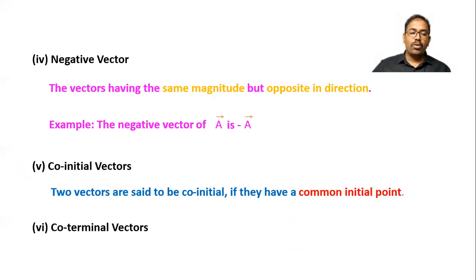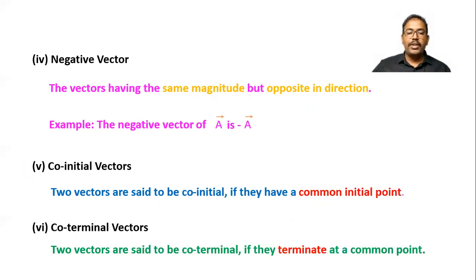Then co-terminal. Co means same, terminal. They terminate at the same point. Then they are called co-terminal. Two vectors are said to be co-terminal if they terminate at a common point. And this is A bar and this is B bar. They end at a common point. They are called co-terminal vectors. They are ending at a common point, then they are co-terminal.